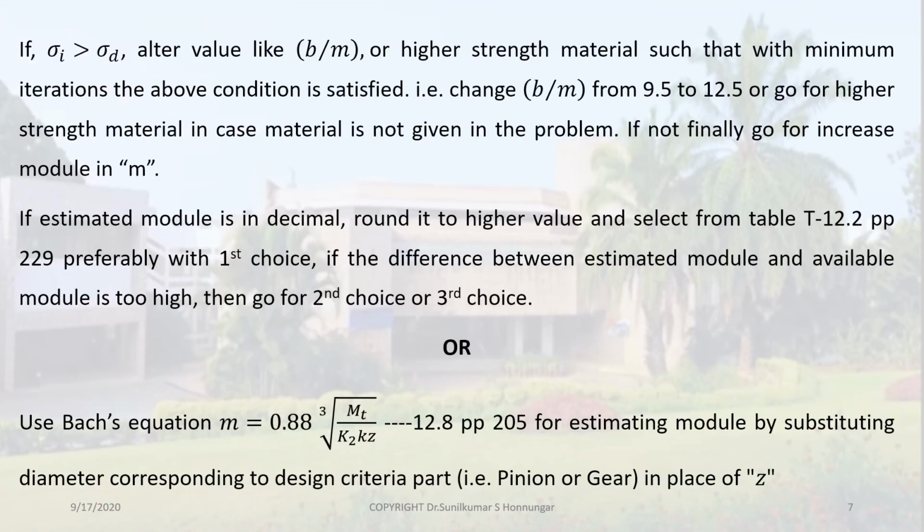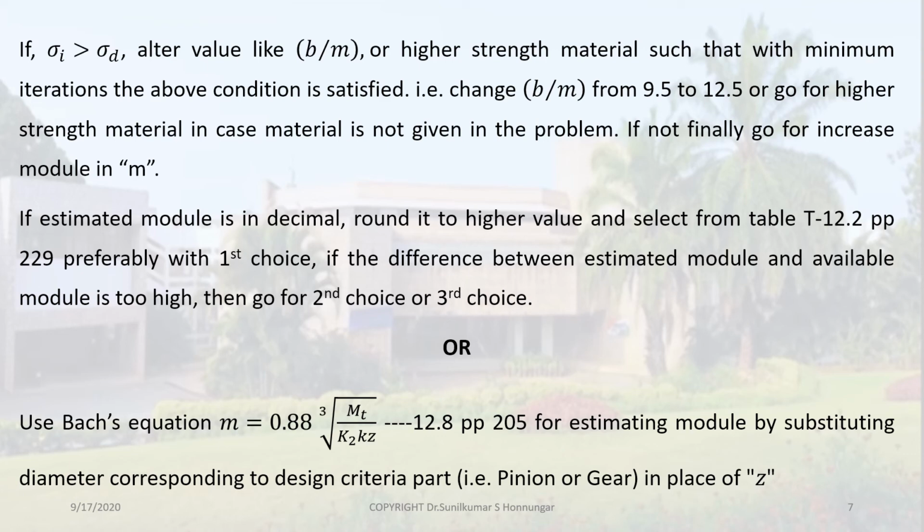The cutters are standard actually, as I mentioned, so you have to select for that. If there is a large difference, you have to go for the second choice. Suppose that is also not possible, then the last option is choice number 3. So this you have to practice.